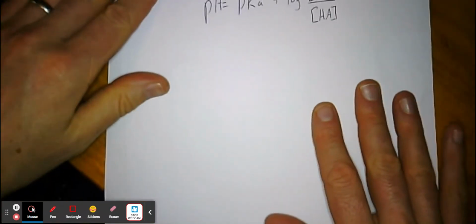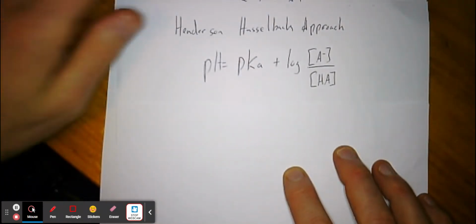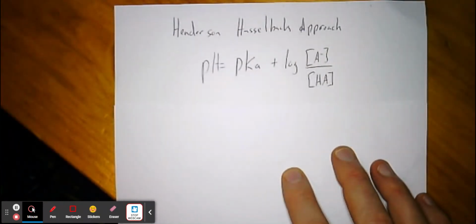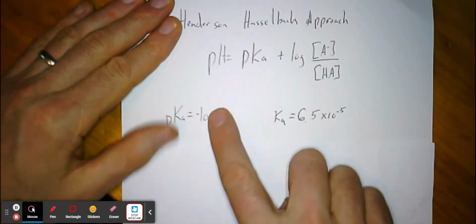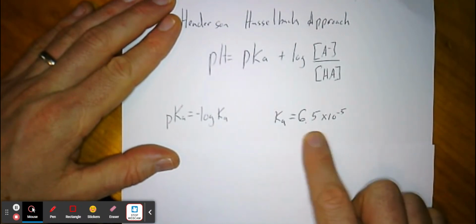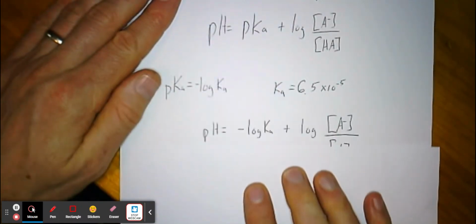Boom. Now, let's do the same problem using the Henderson-Hasselbalch approach, the double H approach. Oh, so here we go. Here's our equation. Remember that pKa is the negative log of the Ka value. Here's my Ka value, so I'm going to plug that into this equation and rewrite it again.